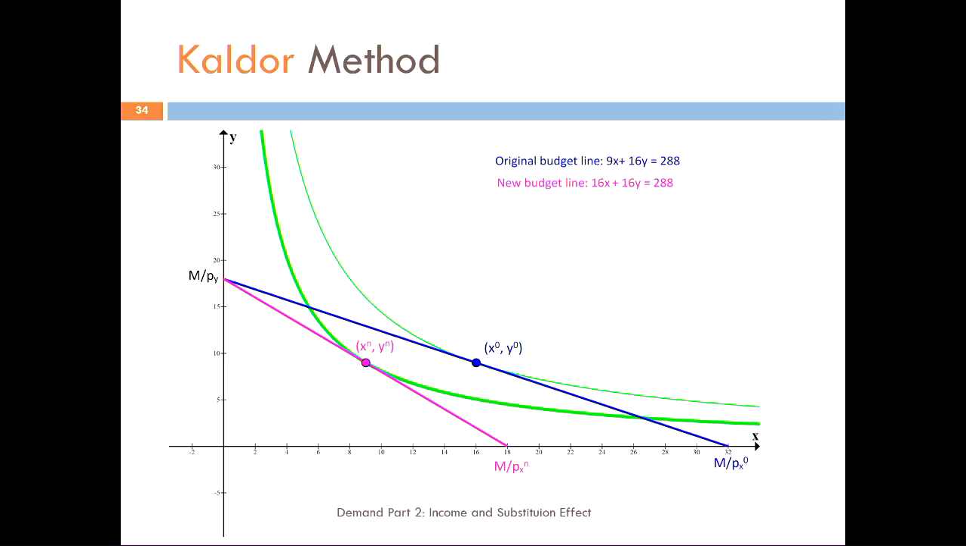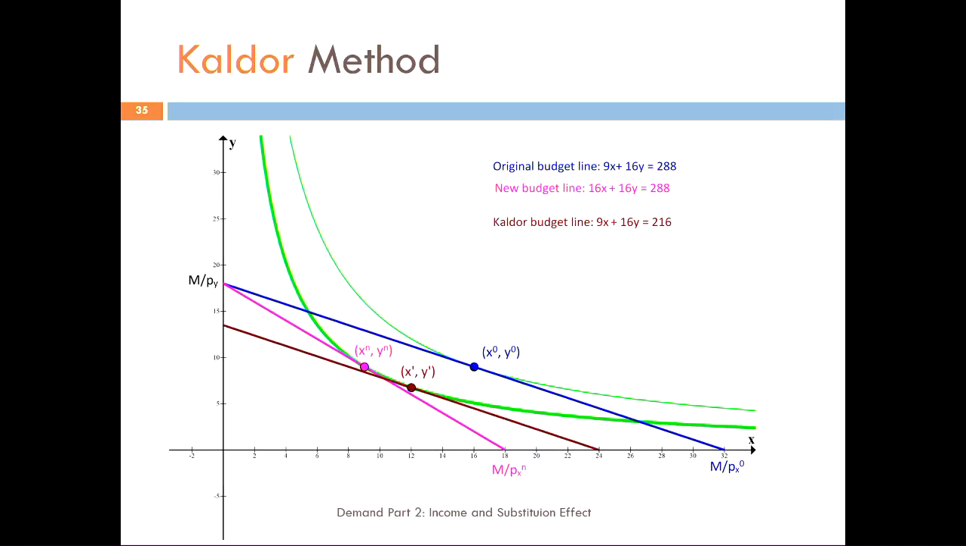Now we know what Hicks would do. Hicks would say, take the new budget line, shift it up such that it's tangent to the old indifference curve, and then we get the income and substitution effects from that. Calder does it slightly differently. He says, take the original budget line, shift it down such that it's tangent to the new indifference curve. Let me show you that on the diagram. There we go. Take the original budget line, shift it down such that it's tangent to the new indifference curve.